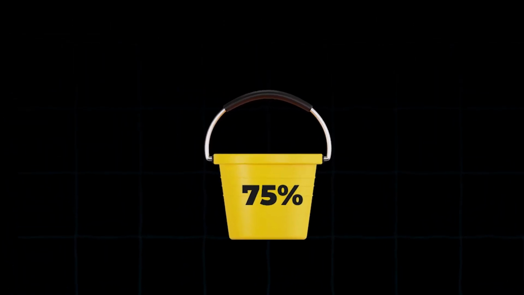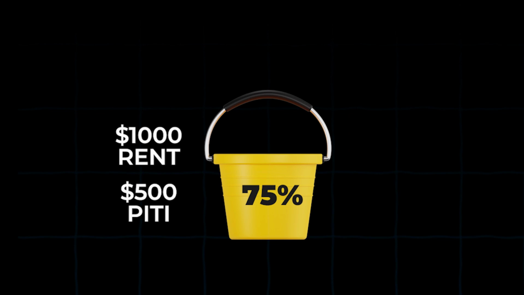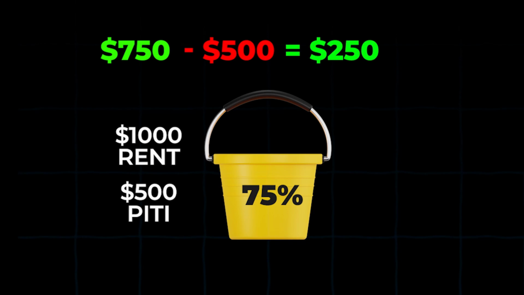The easy math example that I give: let's say that the gross rents are $1,000 a month, and the PITI proposed payment is $500 a month. If they're in bucket number one, they get the full 75% of $1,000, so they have $750. And from that, they subtract out the $500 of mortgage payment. In that example, it would leave them with a positive $250.